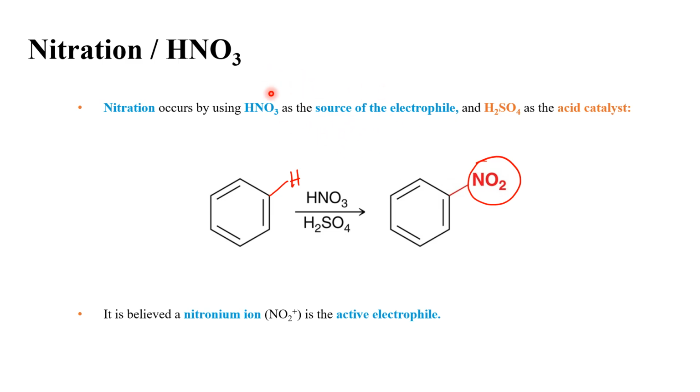But the source of the electrophile is HNO3, okay? And it's believed that the nitronium ion, NO2+, is the active electrophile, right? Notice that in every electrophile we've seen so far, almost all of them have some partial positive, really strong partial positive character, or just positive character, period. You guys know anything that's positively charged is a great electrophile, right?